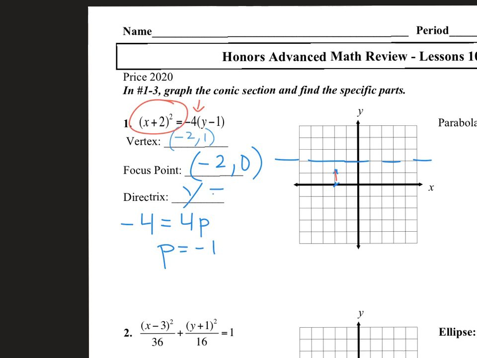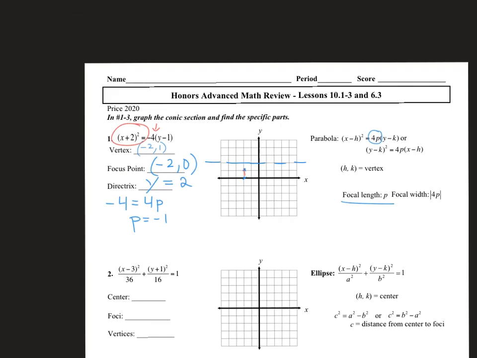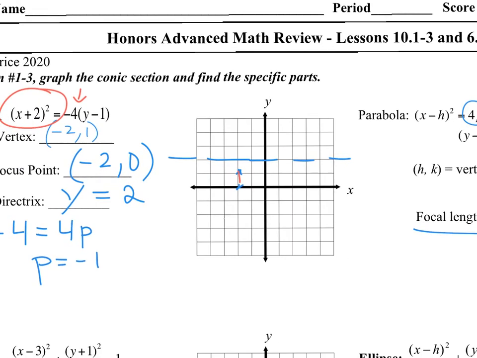So our directrix is y equals. Don't forget it's either x equals or y equals. In this case it's a horizontal line: y equals 2. Now to graph this thing correctly, because that's important too, we know that the focal width is 4p. So our focal width is the absolute value of -4, so it's 4. I would go 2 in each direction for a total width of 4. Here's the focus, and 2 in each direction make a total focal width of 4. And then you could draw your parabola.